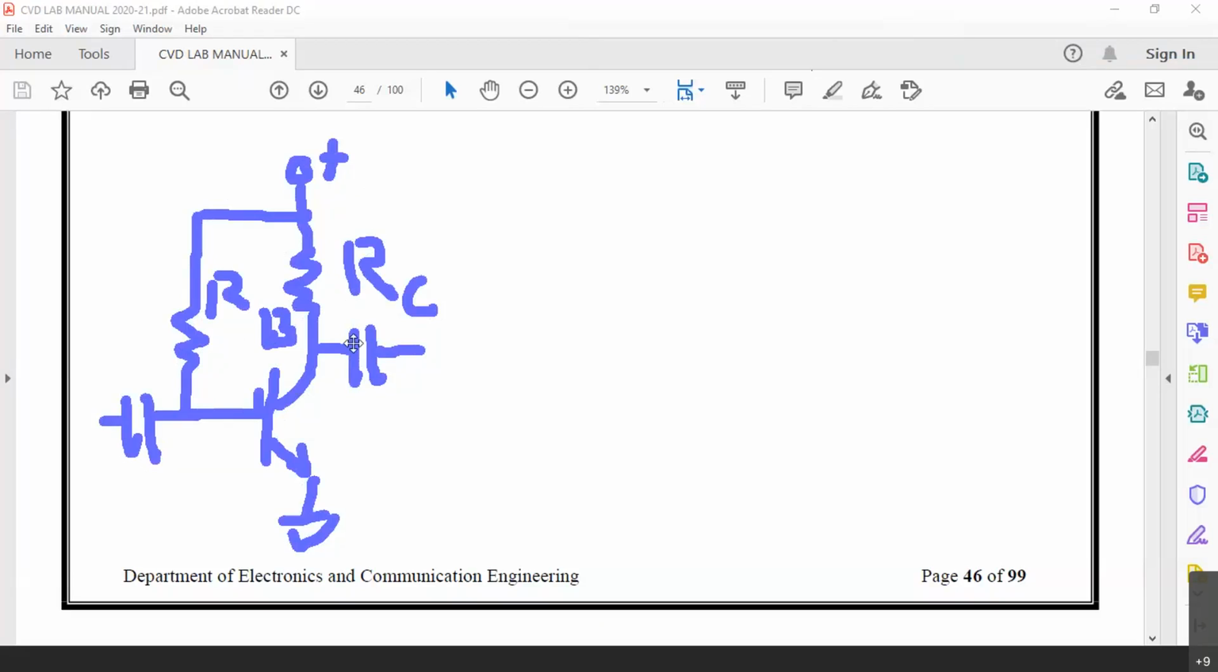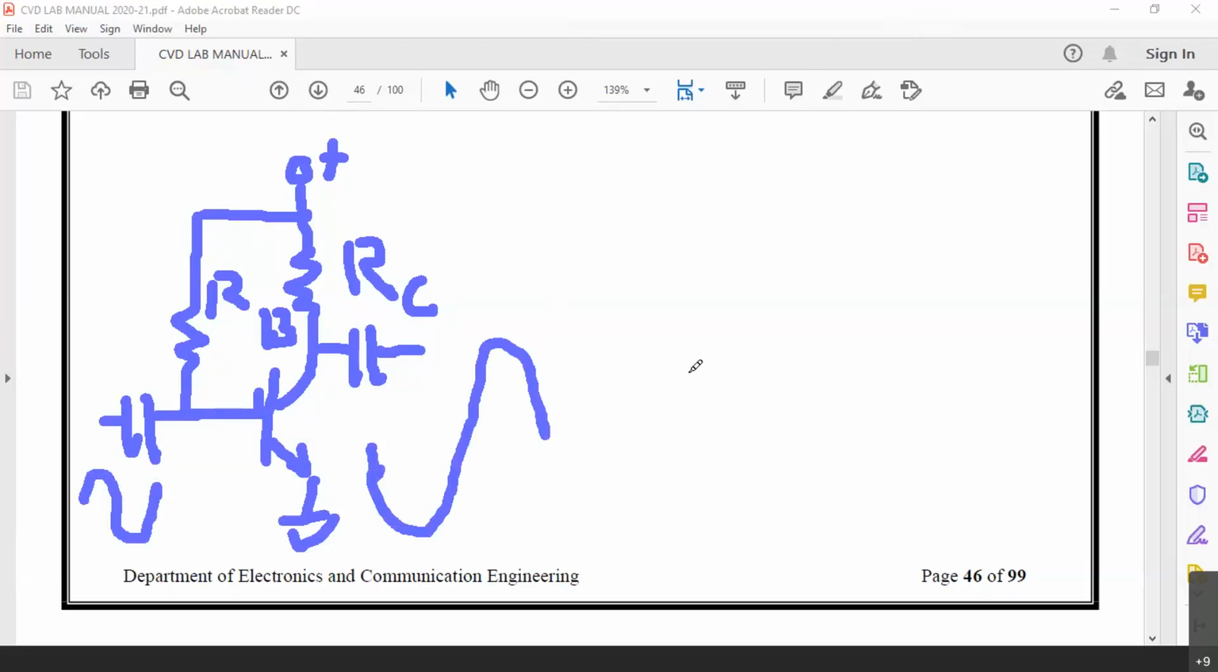And then we need an AC coupling capacitance at the output, because the transistor is a DC device. Even at the input, as it is a DC device, we need a DC blocking capacitor. So when you feed the input signal here, it will get amplified at the output and you will get a 180-degree phase shifted output. I am revising your BJT basics.